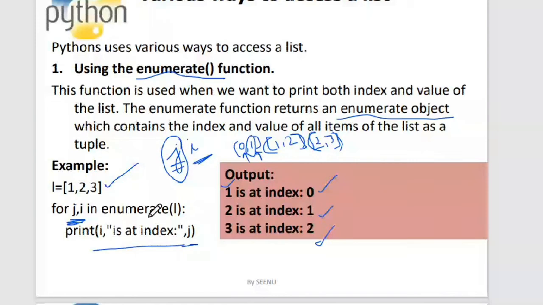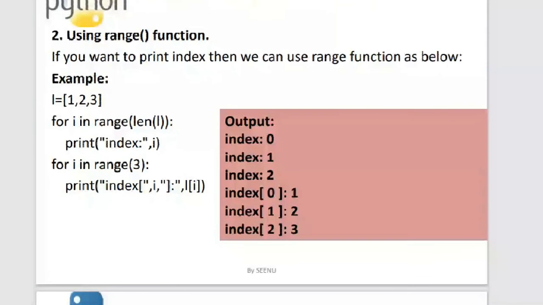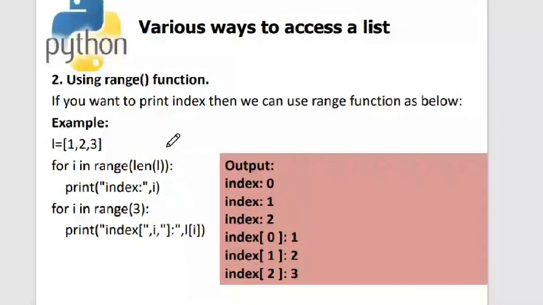Now the second way to access a list is using the range function, which you already know. But to keep all the concepts together, I have given it here. So i in range, and here I have given the length of L, or else you can directly give the number of elements if you know it. Both will produce the same output, but here I have given a different way of formatting my output, in two print statements.